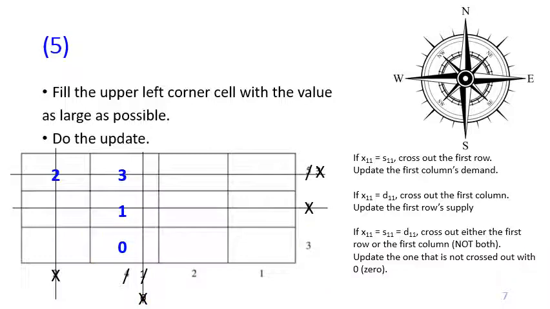Now let's continue, and now this is the most upper left corner that you may fill. The supply for this row is 3. The demand for that column is 2. So the largest value that we may fill there is 2. Okay, as usual, because it's the same as the demand, we cross out the column and update the row.